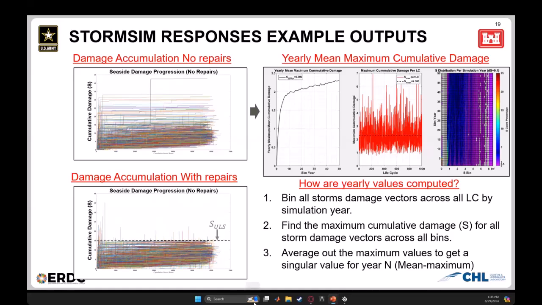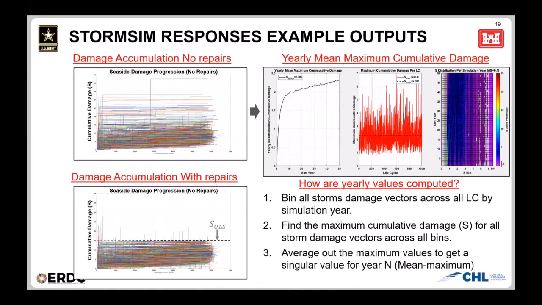And then finally, on the final subplot, we do a similar thing in the binning, but in this case, we're binning per damage level and simulation year. So it really gives some insight as to how damage is progressing across all the simulation.